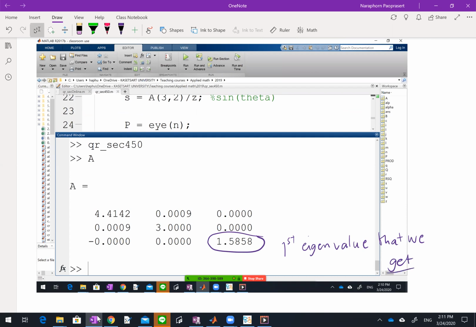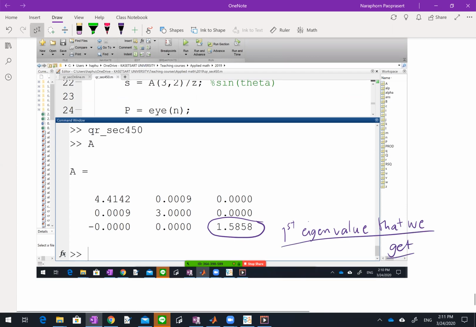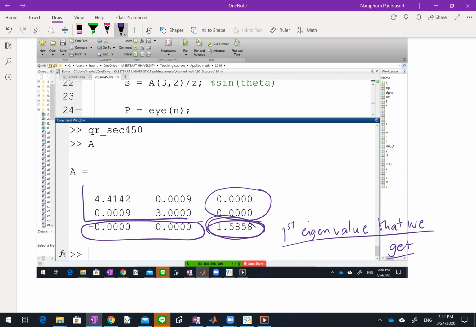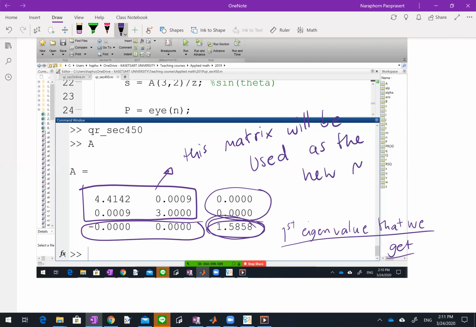Once we get this first eigenvalue, and you can see that these are all 0, then you can presume that this is the eigenvalue. Then what we're going to do is size reduction. So this matrix will be used as the new matrix and we run the code again, just like we began solving for the eigenvalue.